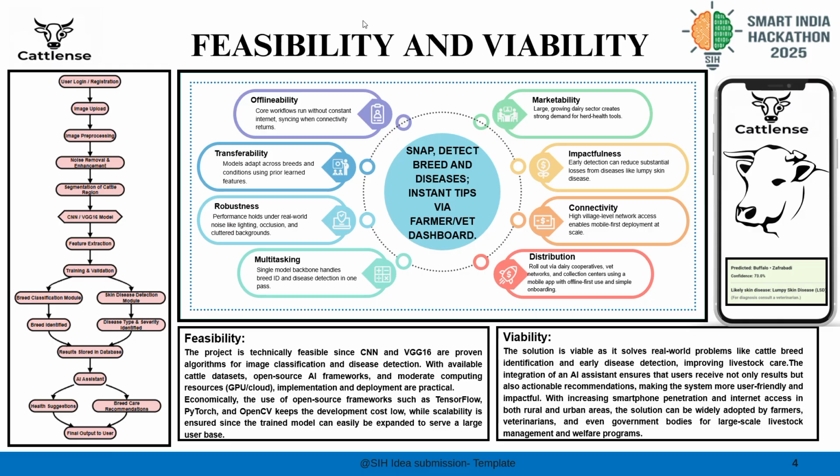Studies indicate AI-assisted livestock management can increase productivity by 15 to 20% and reduce veterinary cost by up to 30%. As you see, here is the overall workflow and architecture of our project. The feasibility aspects are offline ability, transferability, robustness, and multitasking. And the viabilities are marketing, impactfulness, connectivity, and distribution.